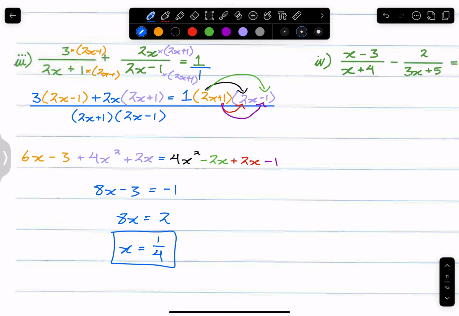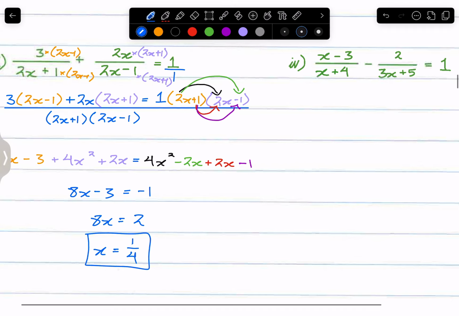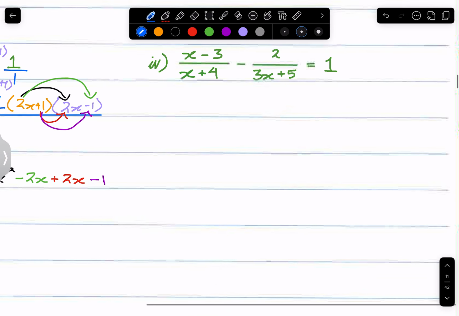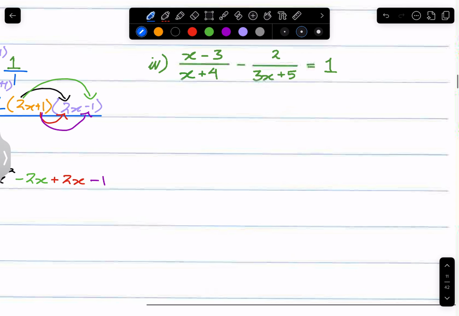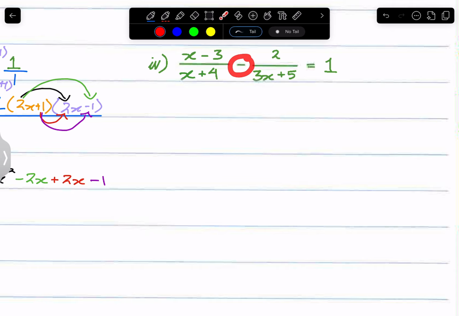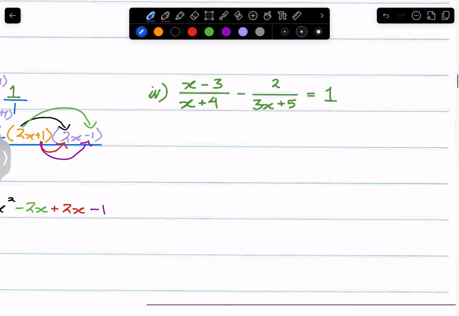That's a full explanation of how you would tackle a problem such as this. Now you can pause and try this next one yourself as well. It actually follows the exact same logic, just with a slightly added difficulty of this negative 2. So you can pause and give this a go yourself, but here we go.